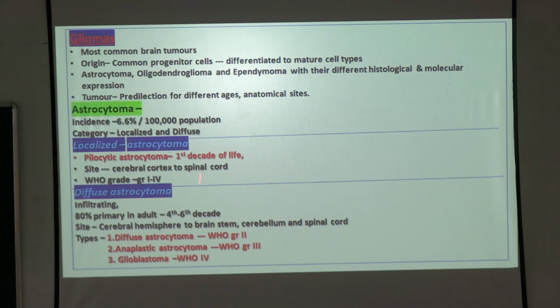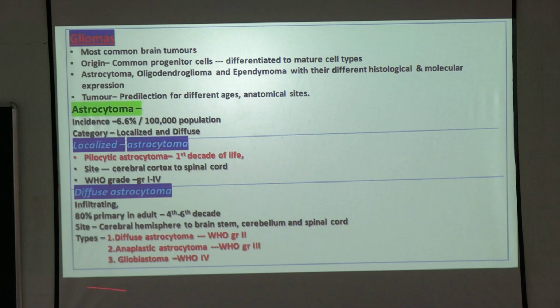And what are those types? One is the localized, another is the diffuse one. Only a few points, you know, for your knowledge, not for the exam; it will not come in the exam, only if somebody asks in the oral. So it is localized. Which type of localized astrocytoma? This is the pilocytic astrocytoma, which usually occurs in children, maybe in the cerebral hemisphere, maybe in the spinal cord.